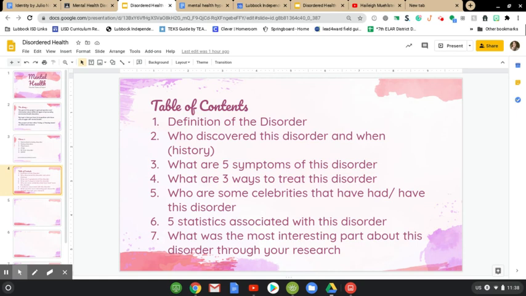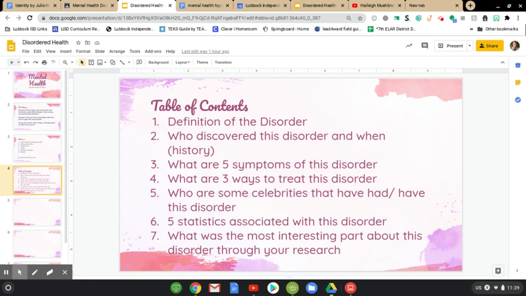Number 5 is what are some celebrities that have had this disorder? This is the only part that is not going to be addressed on that hyperdoc, so you're going to have to look this up. So I think it's interesting to look at celebrities as people instead of just like stars that we see on TV or in music.